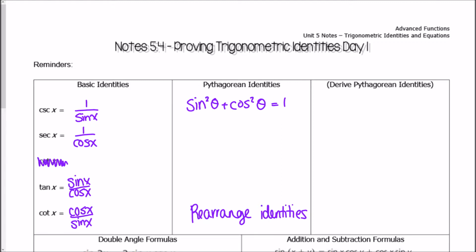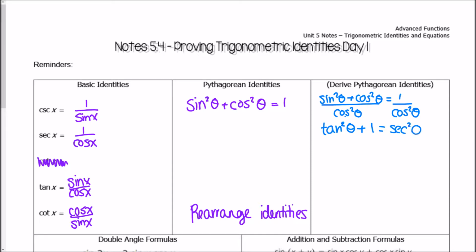So if I have sine squared theta plus cosine squared theta equals 1, if I were to divide everything by cosine squared theta, right here, sine squared theta over cosine squared theta is tan squared theta. Cosine squared theta over cosine squared theta is 1, and 1 over cosine squared theta is secant squared theta. So this right here ends up being tan squared theta plus 1 is equal to secant squared theta. That's one of our identities.